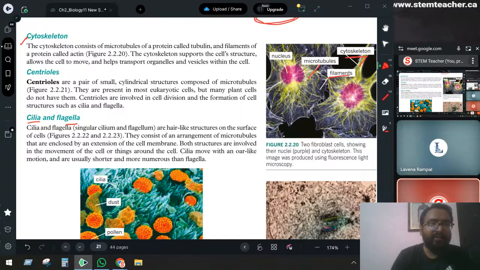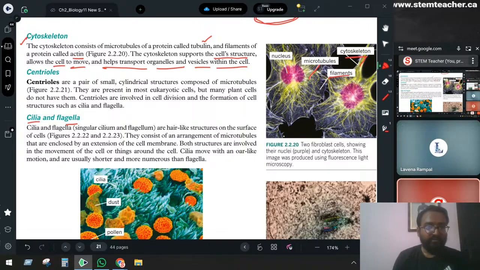So the cytoskeleton consists of microtubules of protein called tubulin and filaments of protein called actin. The cytoskeleton supports the cell structures. It is additional support. For example, you can think they are the pillars of a building. In order for a building to stand, it needs pillars. So it helps the cells to be connected with other cells. The cytoskeleton allows the cell to move and helps transport of organelles and vesicles within the cell.